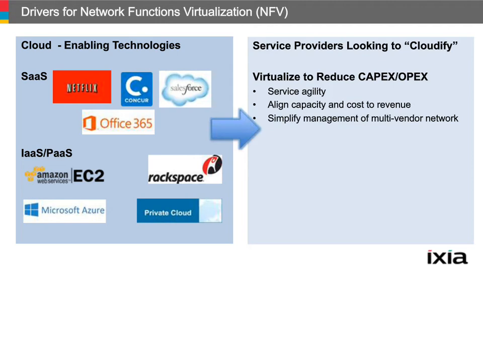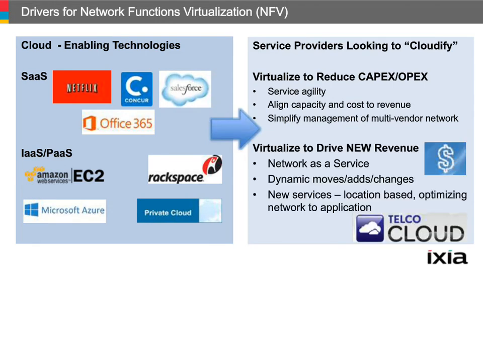It would align capacity to cost as opposed to the old model of purchasing equipment that needs to last in your network for 5 years doing capacity planning. It also will simplify the management of multi-vendor networks. And so the motivation is clear to try to leverage virtualization technology in terms of just taking cost out of the business. But beyond taking cost out, they're saying, how do we drive new revenue?